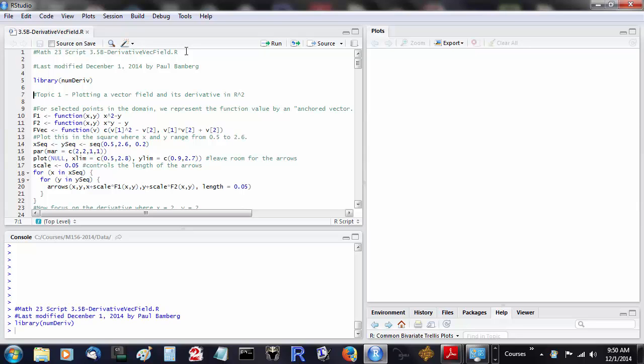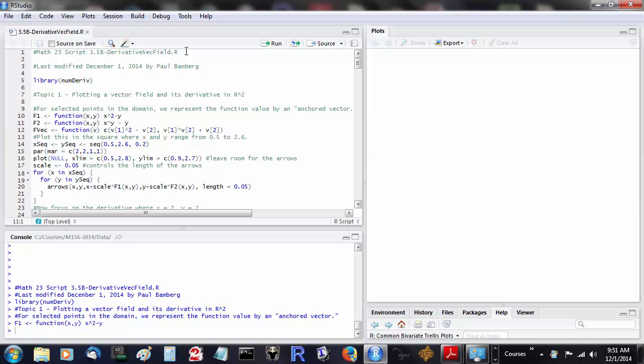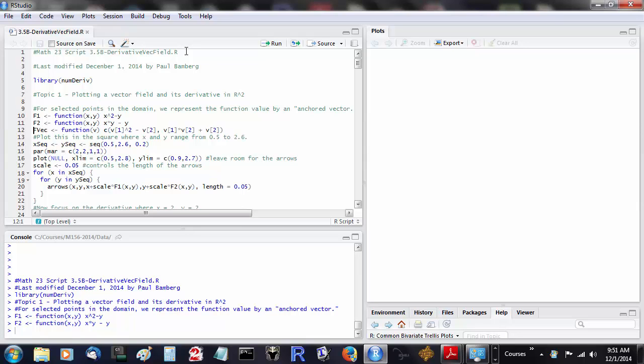I'm going to have to take some derivatives, so I load the numDeriv library, and now let me set up a vector field. A vector field requires two functions, one of which gives the first or x component of the field, the second of which gives the second or y component. But for taking derivatives in R, I also need to specify these in a form where I'm taking a function of a single vector and replace x by v sub 1, y by v sub 2.